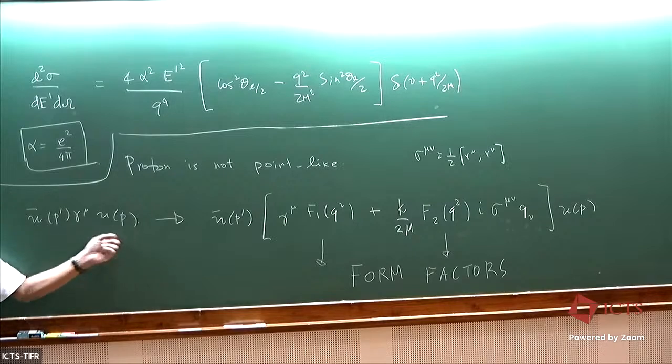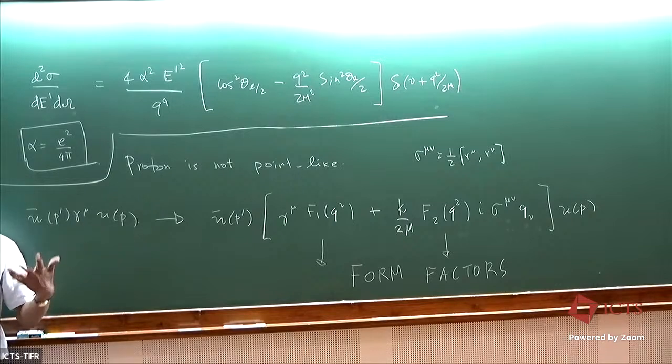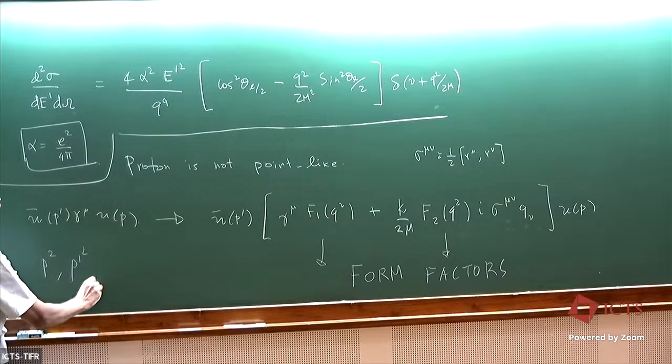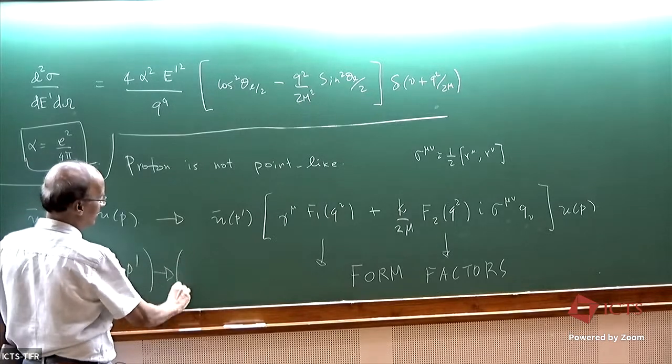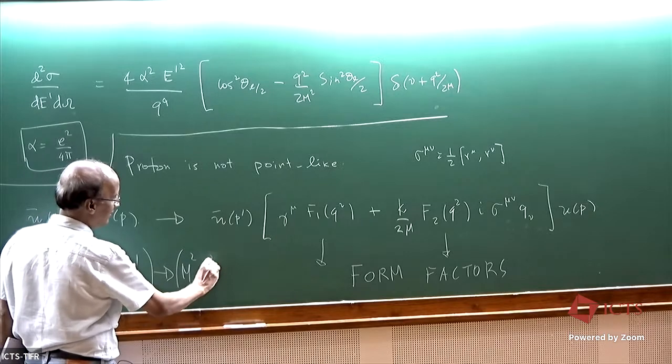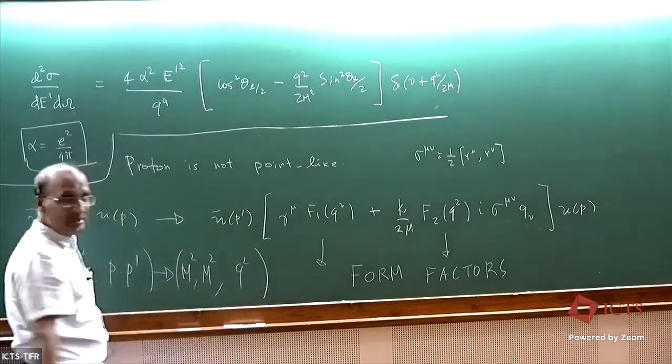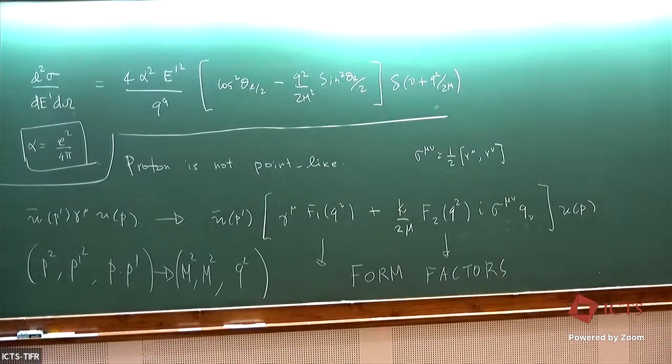So this is a current where you have a p and p prime. What are the invariants that you can construct? You can construct invariants which are combinations of p square, p prime square, and p dot p prime. Okay, p square and p prime square are proportional to mass. So all of them boil down to some m square and some q square.